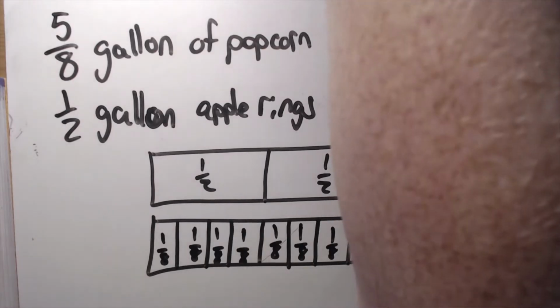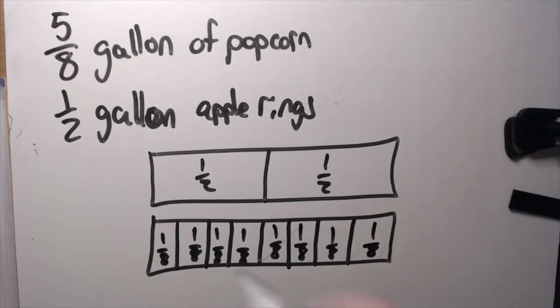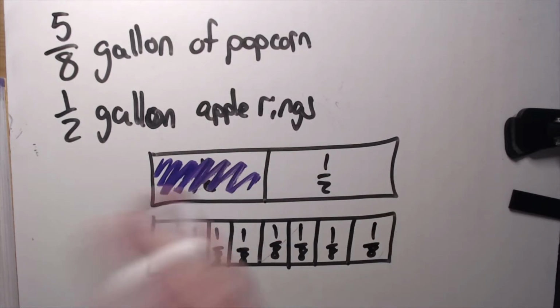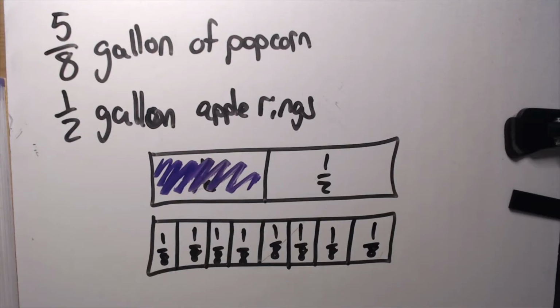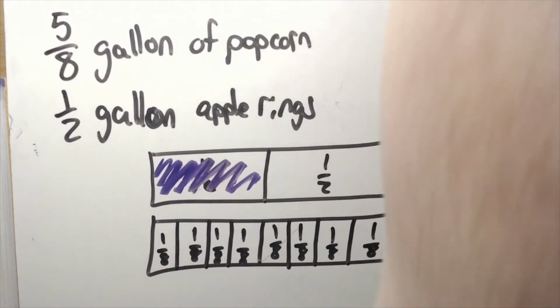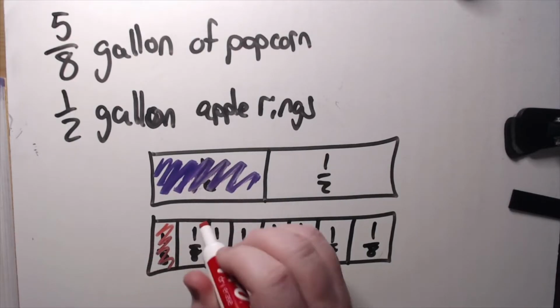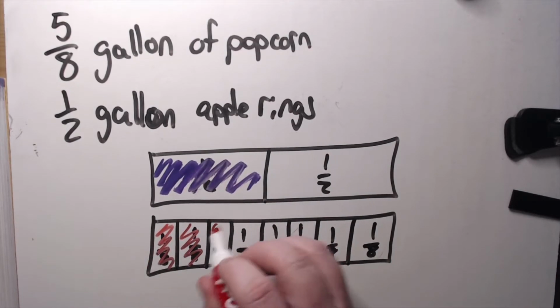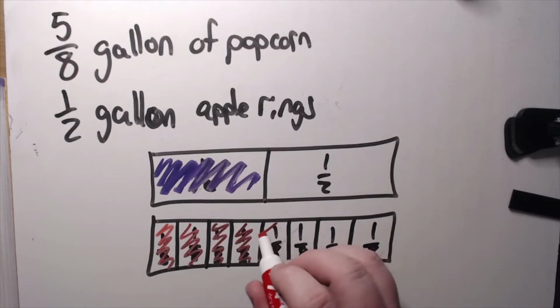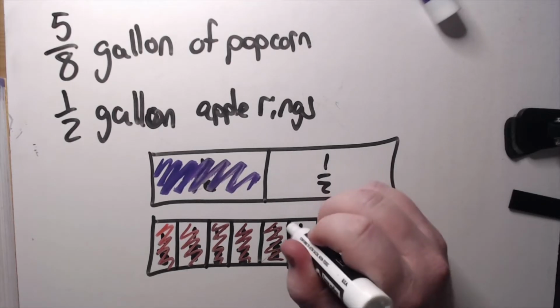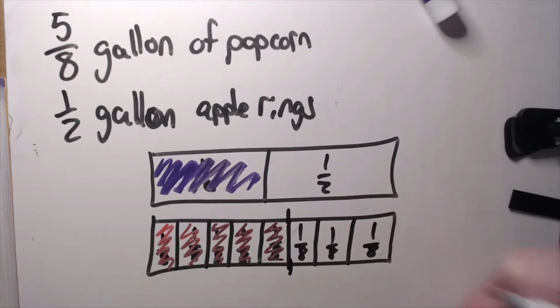Now that we have 1/2, let's go ahead and shade in our half. So that's how much he has of the dried apple rings. Let's go ahead and do the 5/8. So we have 1/8, 2/8, 3/8, 4/8, 5/8. Now, if we look at our fractions, we see that our 5/8 actually goes past our 1/2.